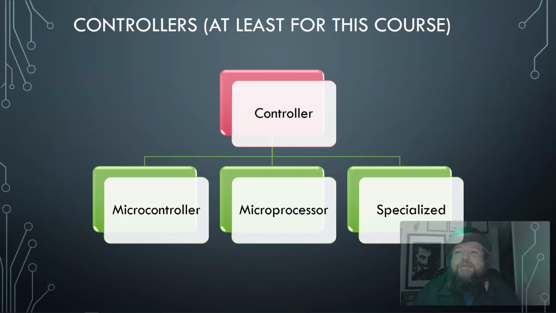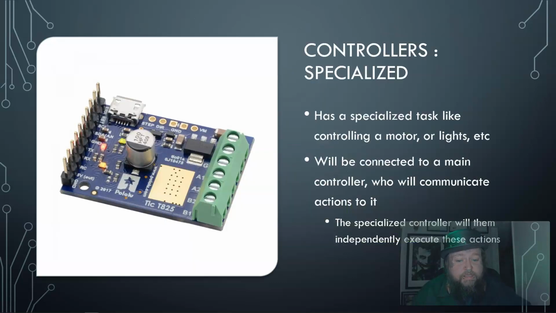So as far as it is for this course, I'd like to have breakdowns, so at least you have a starting point and some terminology to be able to talk about stuff, going from the general idea of a controller and breaking it down into all the physical different types and classifications of controllers. So for this course, I've created 3: a microcontroller, microprocessor, or specialized. And we will start with specialized.